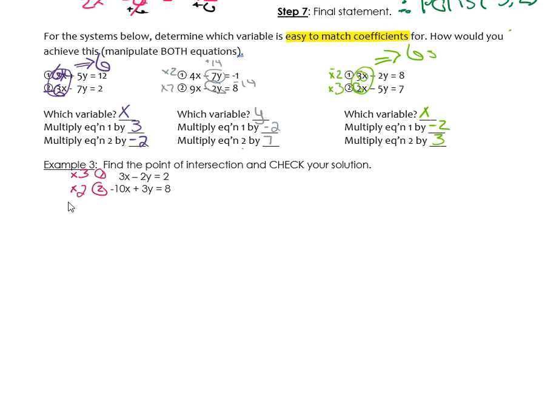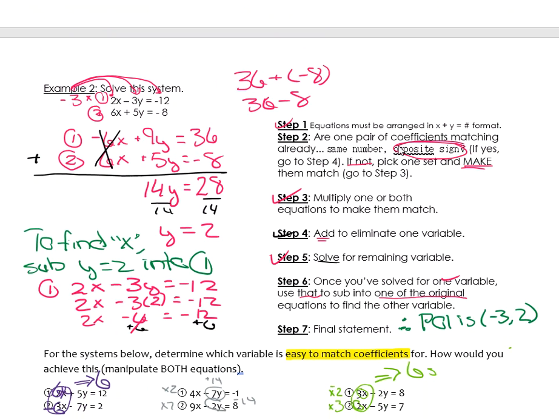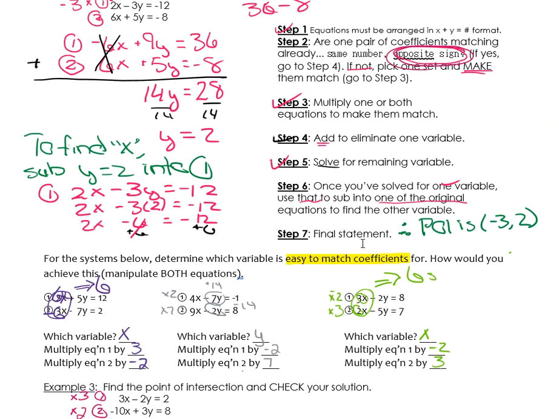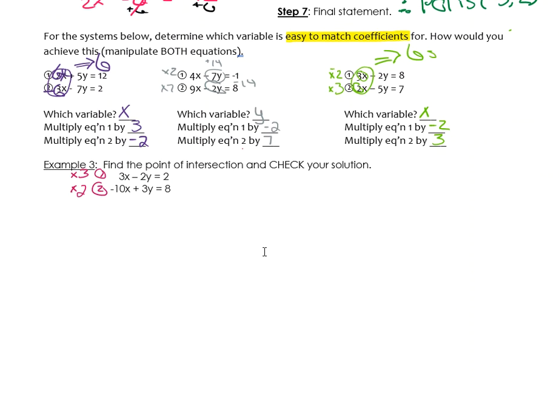Now, will we have one positive and one negative? Remember, that was one of our rules up here. We have to have opposite signs. I noticed I didn't retype all the steps for you here, but we're still following the same steps. So step 2 we're on right now. We need to have opposite signs, so we have to go to step 3, multiply one or both equations to make them match.